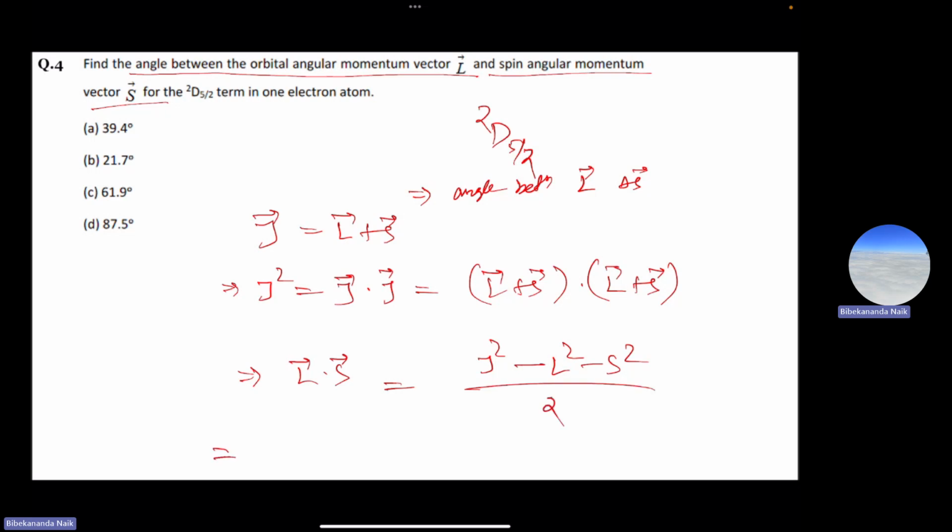We know L vector dot S vector is LS cos of the angle between L vector and S vector, equal to J square minus L square minus S square divided by 2. So cos of the angle between L vector and S vector will be J square minus L square minus S square divided by 2LS, where L is nothing but the L vector mod.